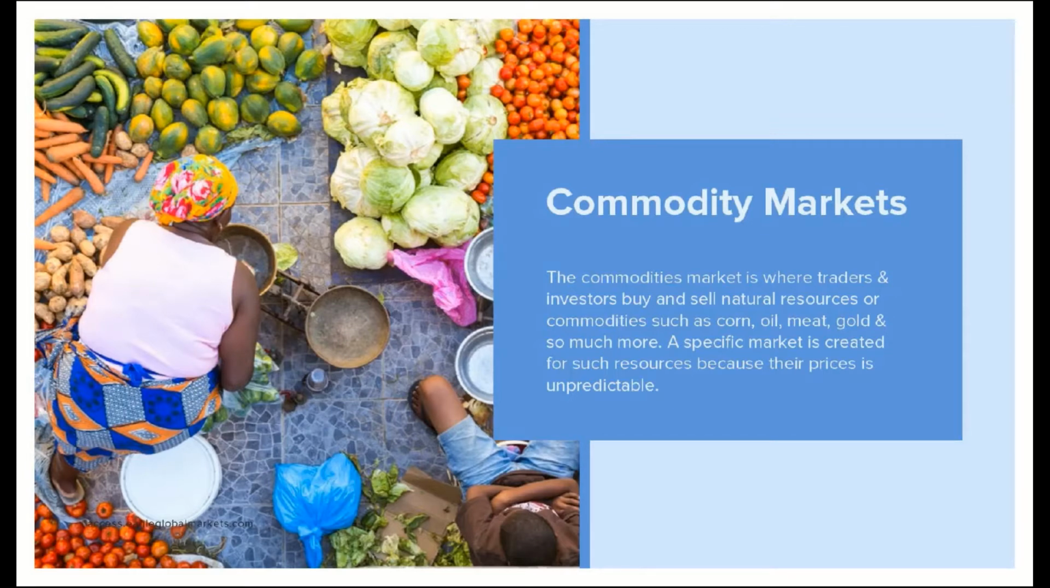The commodities market is where traders and investors buy and sell natural resources or commodities such as corn, oil, meat, gold, and so much more. This is a specific market created for this purpose, for these resources, because their prices are unpredictable. This market is used to speculate on their prices so you can know when to buy and when not to buy. So you speculate on the prices of financial instruments or commodities in this market.